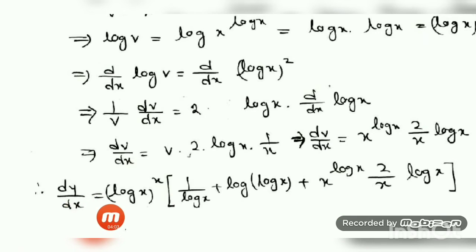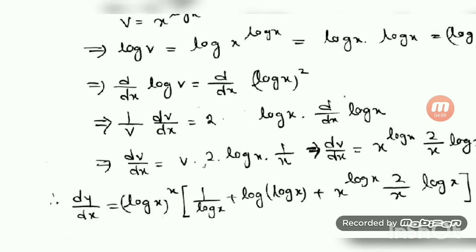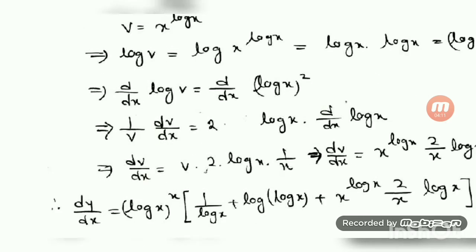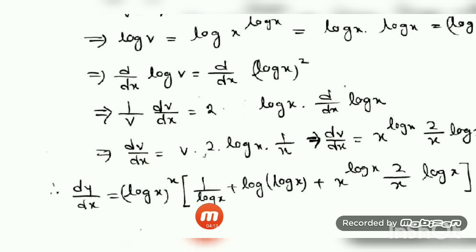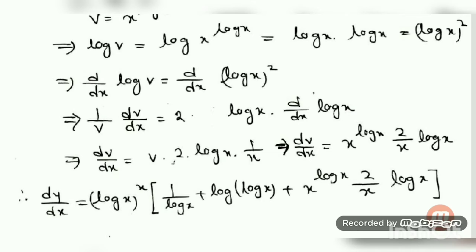So dy/dx equal to what? First I substituted du/dx, which is (log x) to the power x into (1 by log x plus log of log x). See here, x to the power x into 1 by log x, and log of log x is there. And dv/dx equal to what? x to the power log x into 2 by x into log of x. So here the solution of question number 7 is completed.